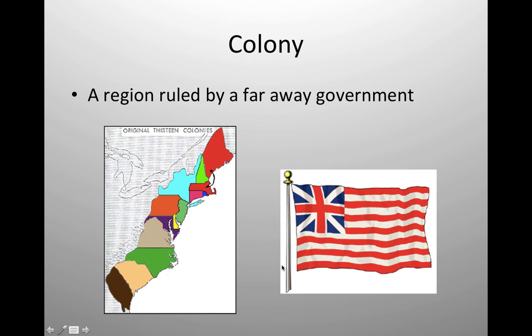And that's what this flag over here represents. This is the flag of the 13 colonies. You see it has the stripes, just like we have on our American flag today, but where the 50 states normally would be, this is the British flag, so it represents that Great Britain rules over these 13 colonies. So again, this vocab word is colony, a region ruled by a faraway government. Now we'll move on to our next one.